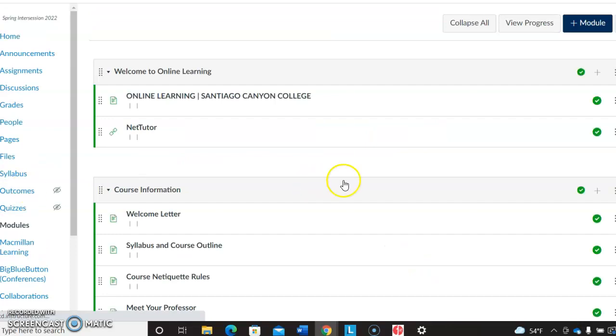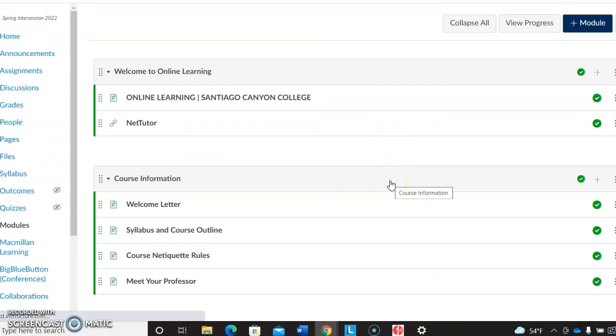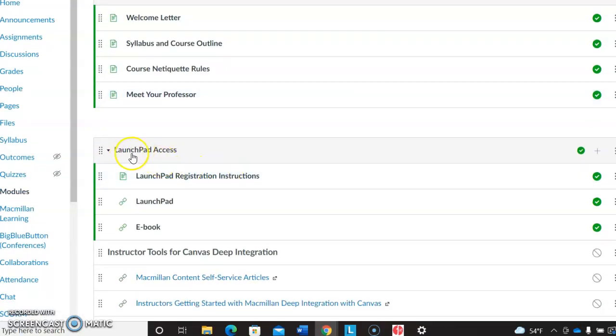And I did want to show you because I had a couple of students asking about our textbook, which is listed under the syllabus and the course outline. And it's the Developing Person Through Childhood and Adolescence. It's the 11th edition, and you want to make sure to purchase Launchpad. Now, if you are okay with a digital version of the textbook, you can come down here where it says Launchpad Access and go ahead and Launchpad registration instructions. You can register and get a digital book along with your Launchpad.